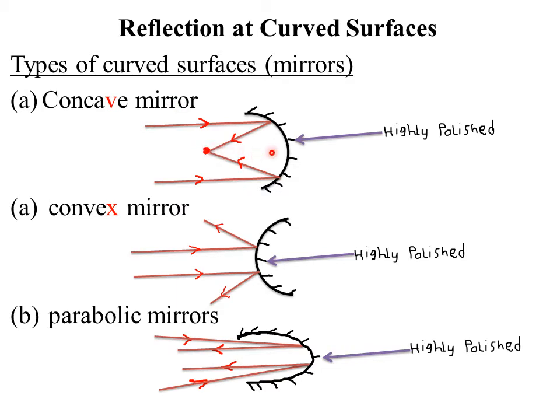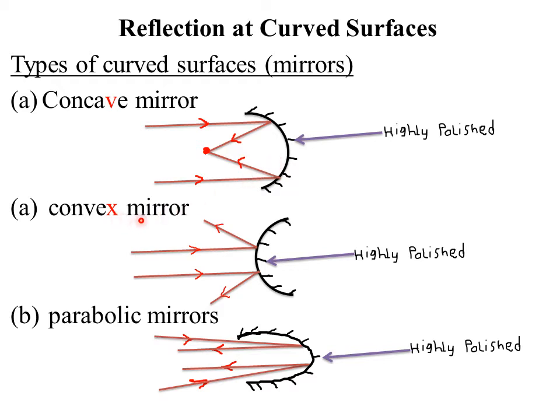Then for a concave mirror, its reflecting surface curves inwards and the outside surface is silvered or polished. So as you can see here, the outside surface of a concave mirror is highly polished. To polish is just to cover it with maybe some silver. So the outside is highly silvered or polished, while the reflecting surface, which is the inner surface, is left unpolished. So as shown here, the outer surface is highly polished, while the inner surface, which is the reflecting surface, is left unpolished.